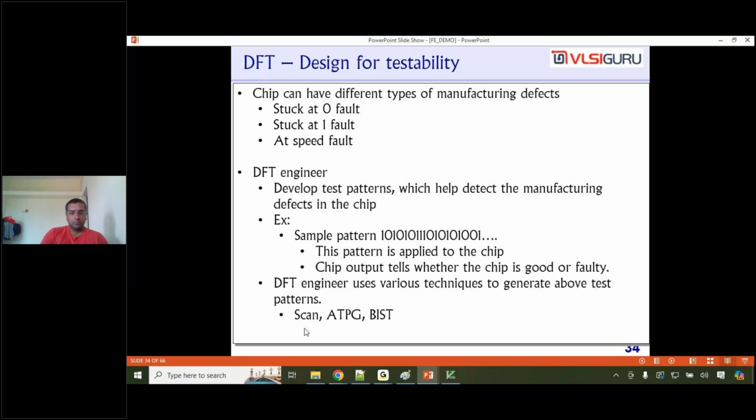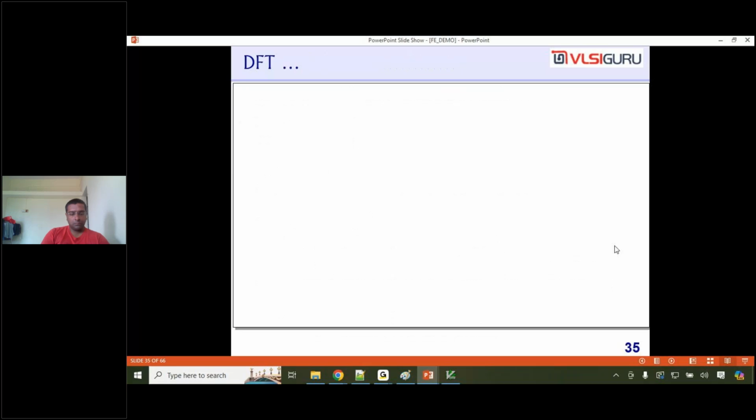Techniques like scan, ATPG, automatic test pattern generation, built-in self-test, JTAG, boundary scan, compression. Different techniques are there. So he uses these techniques to generate patterns. Those patterns are applied to the chip. And the person who does the checking is called the post silicon validation engineer. These test patterns are provided as input to the post silicon validation engineer.